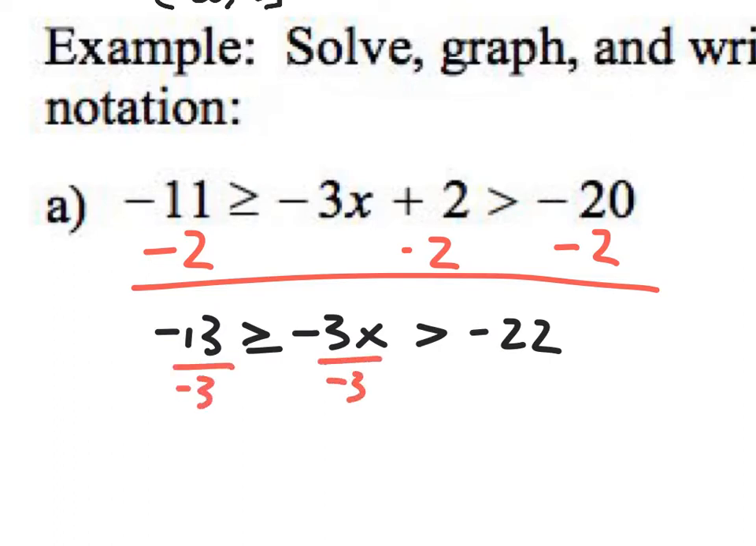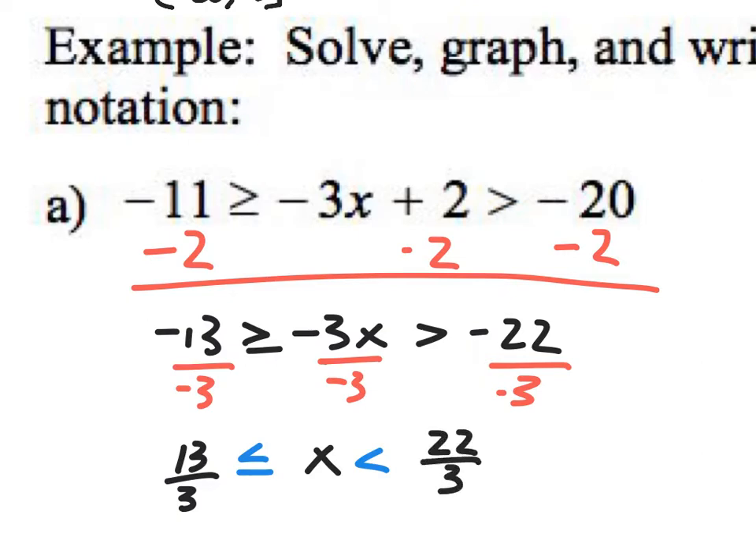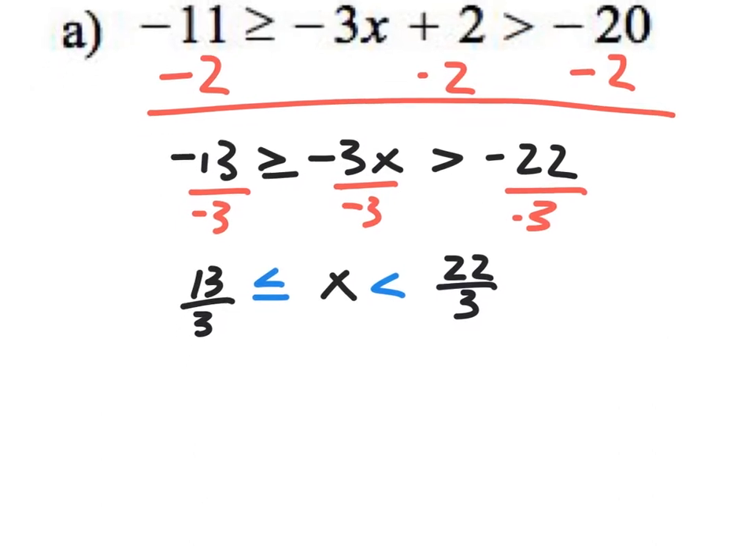Okay. Now, when I do that, both of these are going to turn positive. So I'm going to get positive 13 thirds. And I'm going to have to flip my inequality symbol, which is less than or equal to, just x, and then flip this inequality symbol, less than, and this is going to be 22 thirds, because two negatives make a positive.